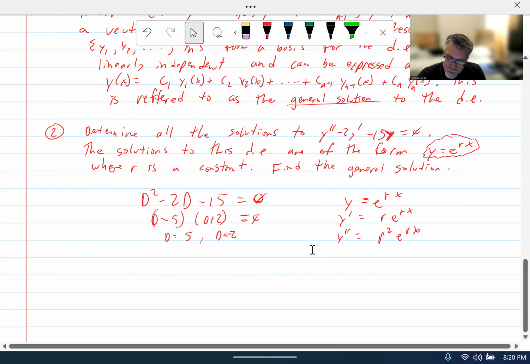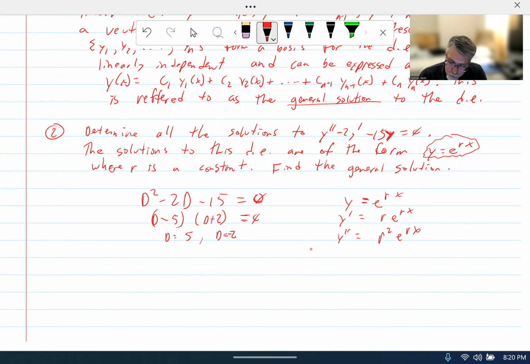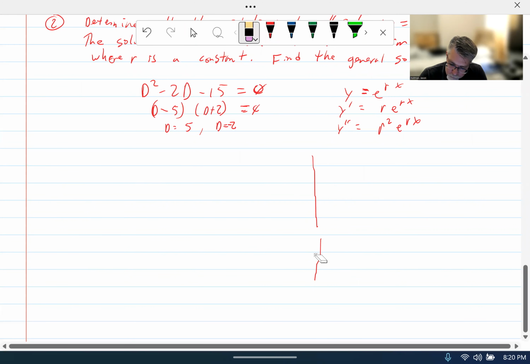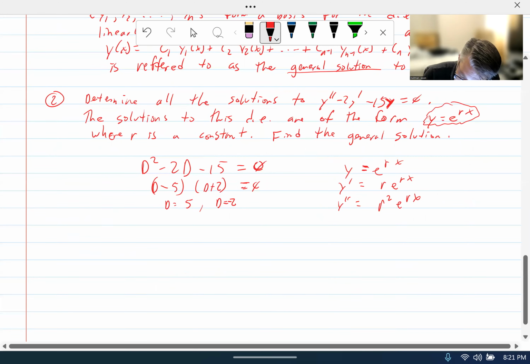And so see how this works. If I plug these back into my original differential equation, I get y double prime minus 2 times y prime minus 15y is equal to 0. And so I would get r squared e to the rx minus 2r e to the rx minus 15 e to the rx is equal to 0. Now let's factor out that e to the rx.